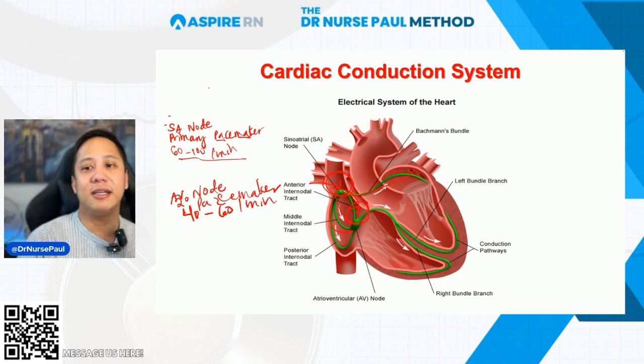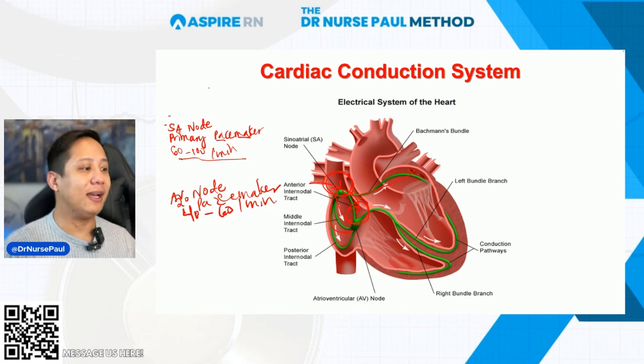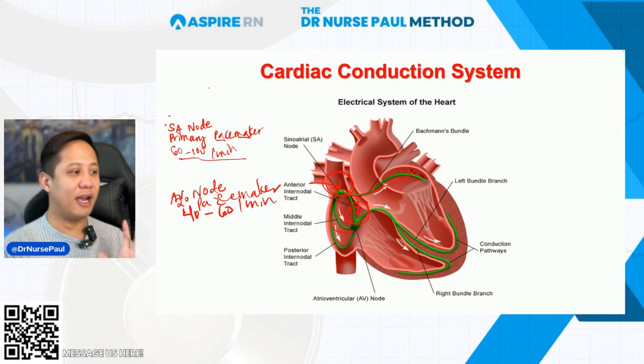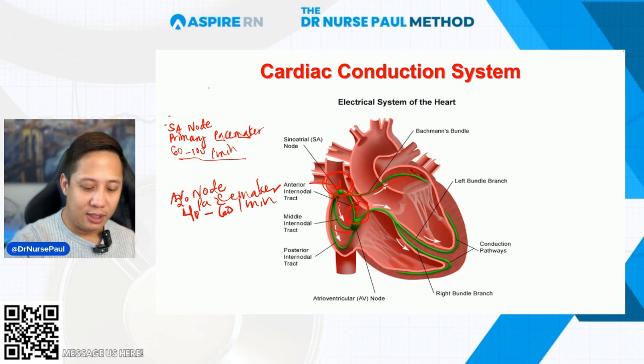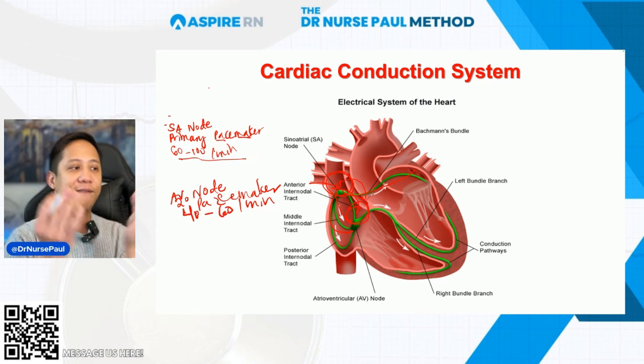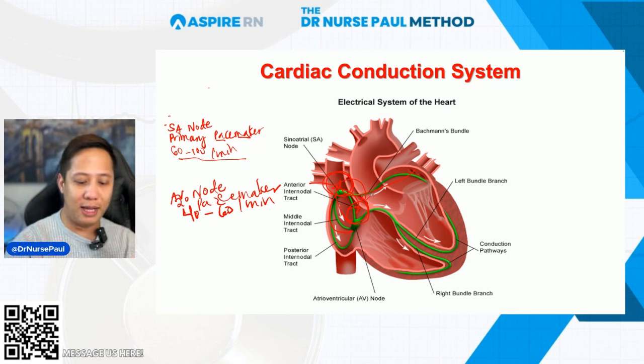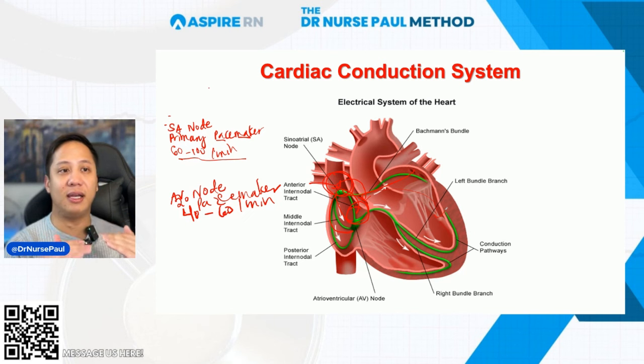The other good thing with the AV node is that it's not only a backup. It also can regulate, meaning control in a way, the rhythm or the pacing that goes to the ventricles. When the SA node fires, it goes to the AV node, and the AV node tries to think, filter, and say, hold on, is this normal or abnormal? If it's normal, I'm going to send it to the ventricle. If it's abnormal, then that should not go to the ventricle. The AV node protects the ventricles by filtering the rhythm.